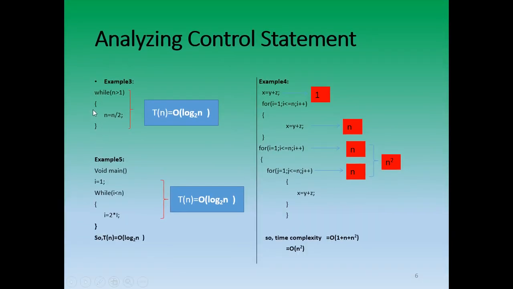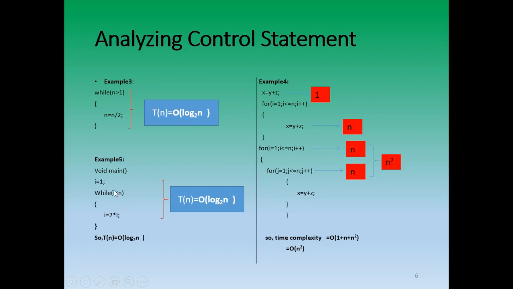Now we take another example for a while loop. While n is greater than 1, n is equal to n by 2. So the time complexity of the given code is order of log base 2 of n. If we take n equal to 16, then 16 by 2 is 8, 8 by 2 is 4, 4 by 2 is 2, and 2 by 2 is 1. So the number of computations decreases. The time complexity is order of log base 2 of n.